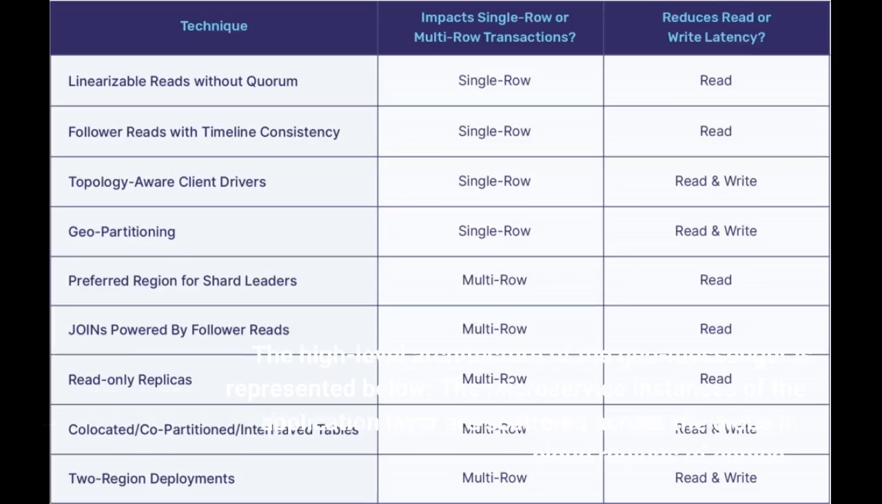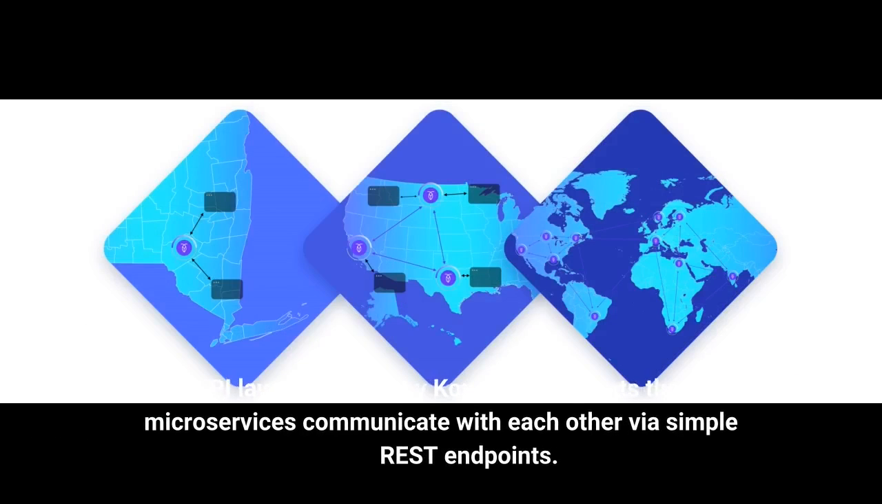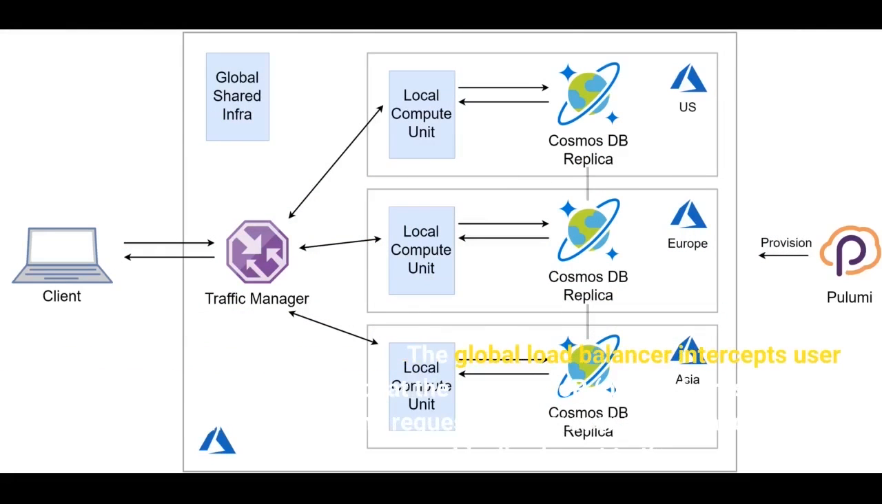The high-level architecture of the Geo-Messenger is represented below. The microservice instances of the application layer are scattered across the globe in cloud regions of choice. The API layer, powered by Kong Gateway, lets the microservices communicate with each other via simple REST endpoints. The global load balancer intercepts user requests at the nearest POP, point of presence, and forwards the requests to microservice instances that are geographically closest to the user.